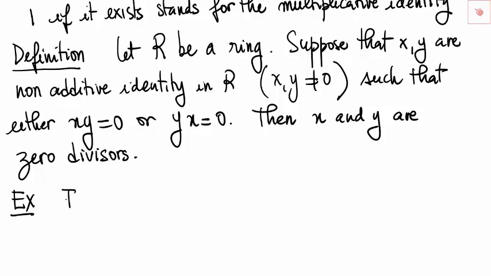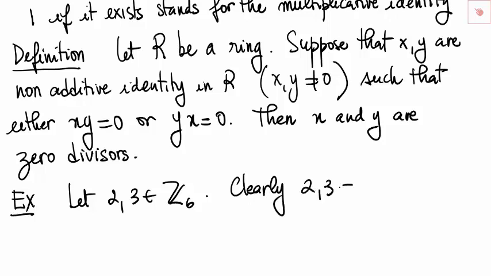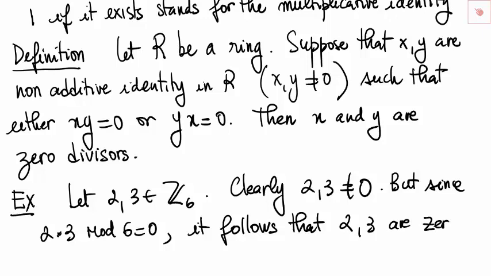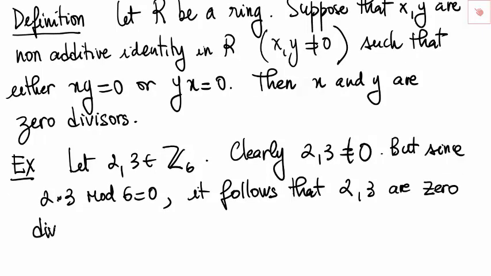Consider, for instance, in Z6, let 2 and 3 be elements in Z6. Clearly, 2 and 3 are non-zero. But since 2 times 3, which is mod 6, is 0, it follows that 2 and 3 are zero divisors in Z6.